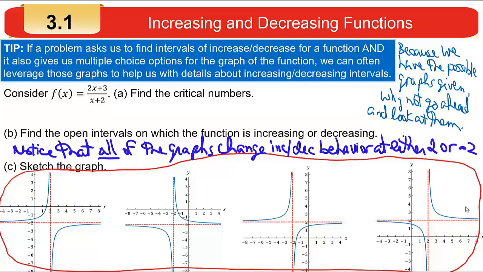The first one and the last one change their behavior at 2, and the second and third, the middle 2, change their behavior at -2. So we might be able to figure out how to eliminate 2 of those possibilities right off the bat without even doing any calculus. So I'm going to attempt that.